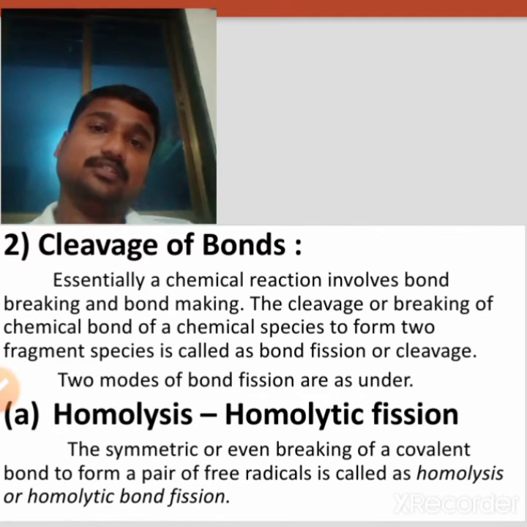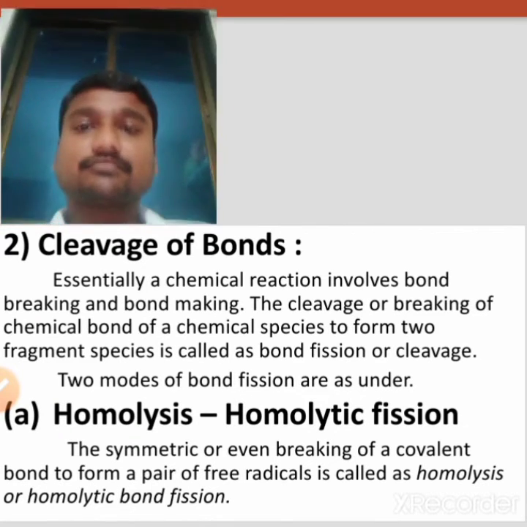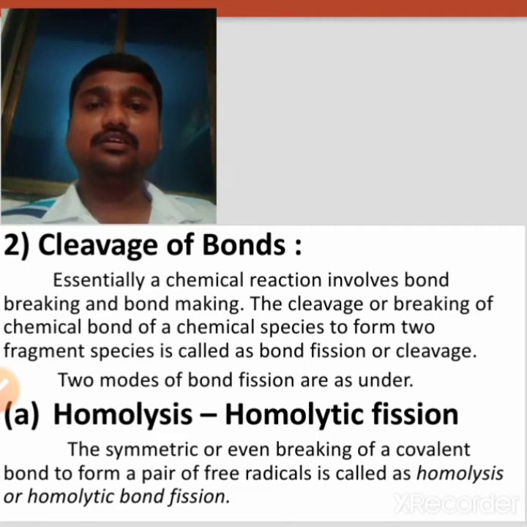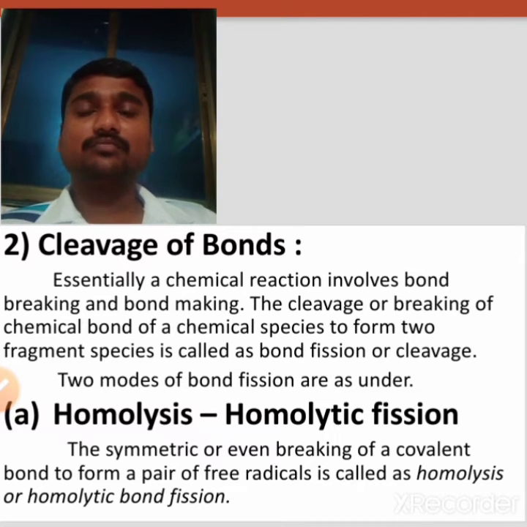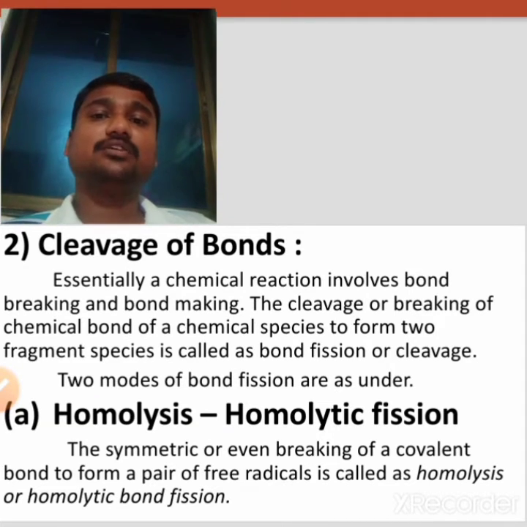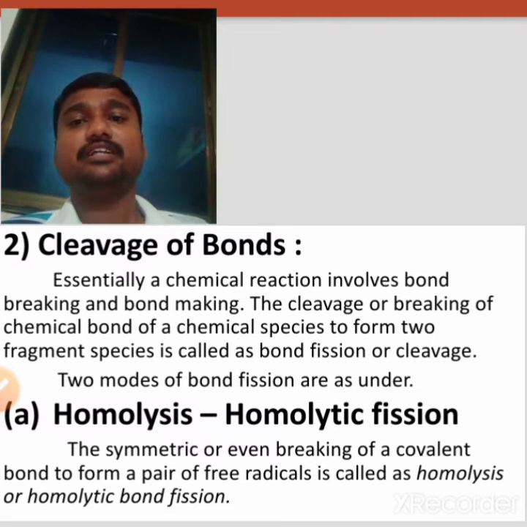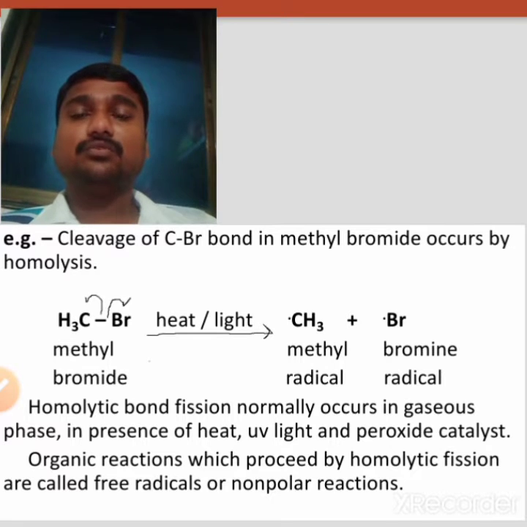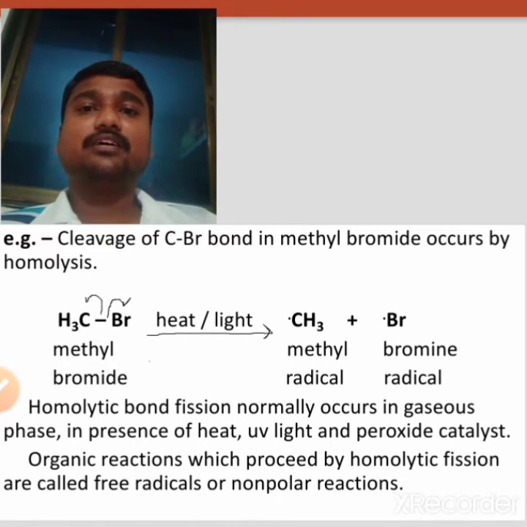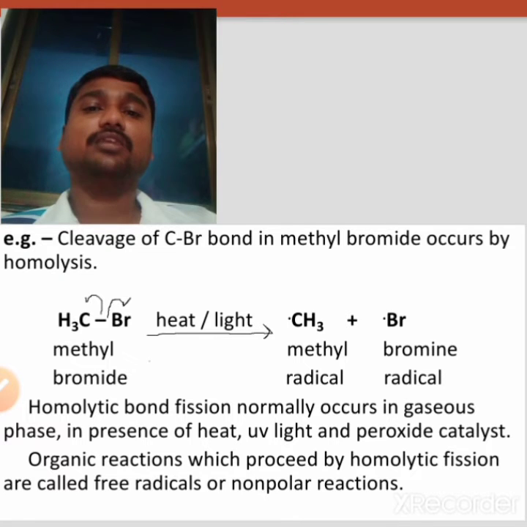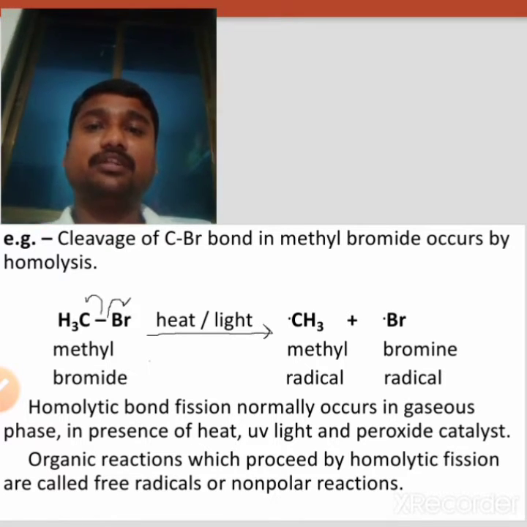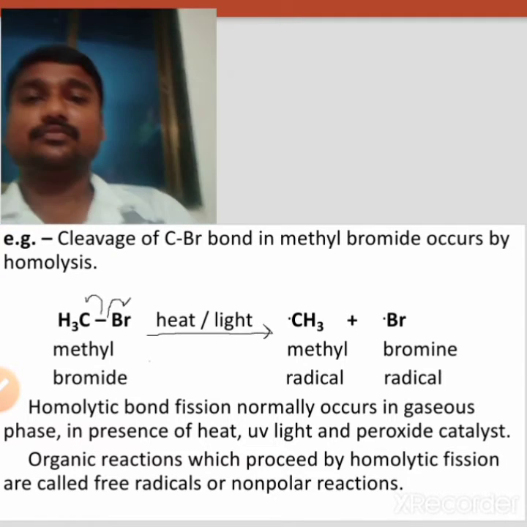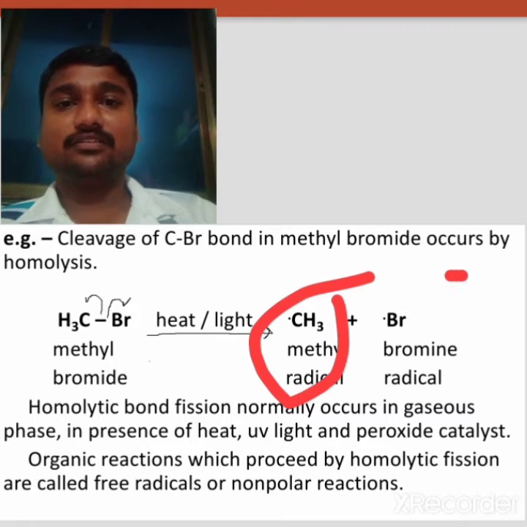Let us first discuss homolysis or homolytic fission. The symmetric or even breaking of a covalent bond to form a pair of free radicals is called homolysis or homolytic fission. An example of this homolytic fission is cleavage of the C-Br bond in methyl bromide, which occurs by homolysis. For example, methyl bromide undergoes homolytic cleavage to form this methyl radical and bromine radical.